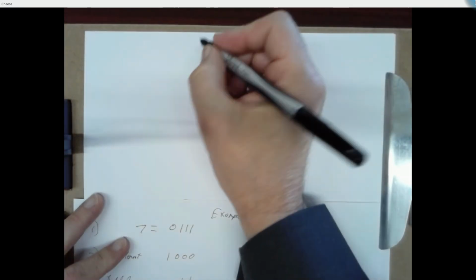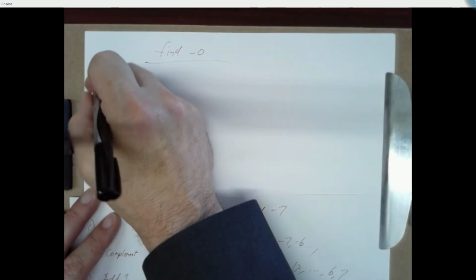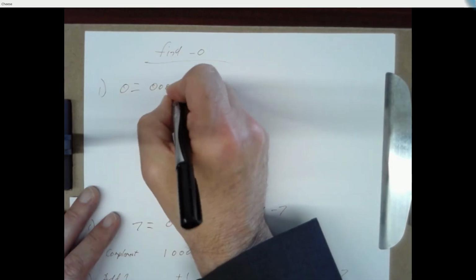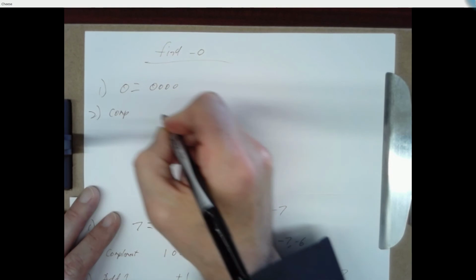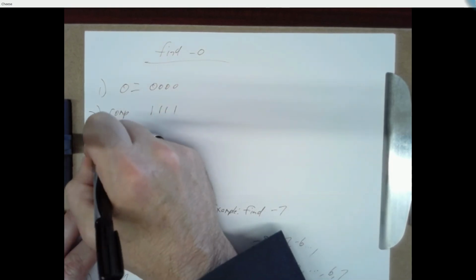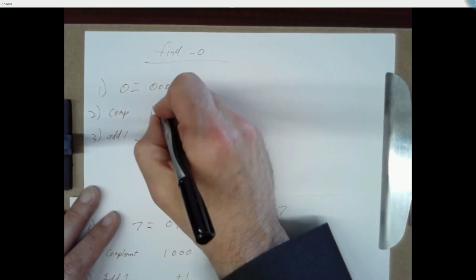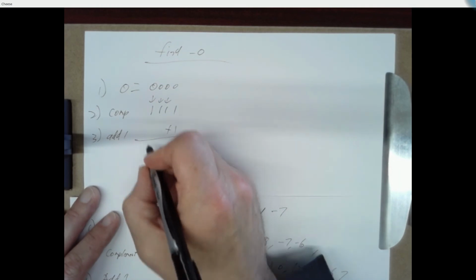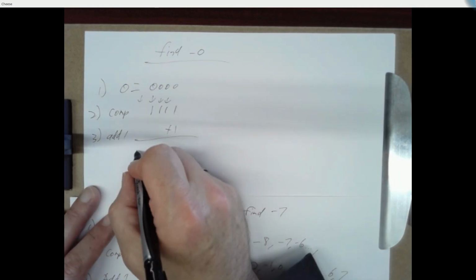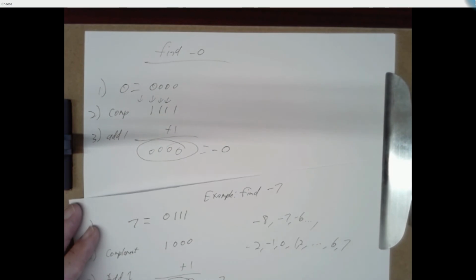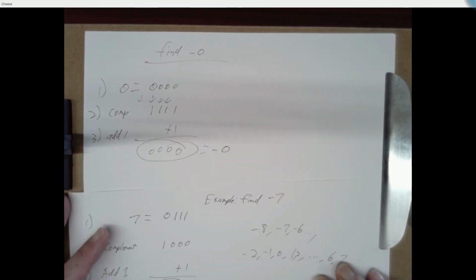All right, so let's find -0. What's the number 0 in binary? 4 zeros. Complement it. That's 4 ones. Add a 1. There's a 0 with a carry of 1, again and again for each bit. We have an extra 1 on the end, but we only have a 4-bit result, so we don't do anything with an extra 1. So this is -0, which gloriously is exactly the same as +0. So that's a good thing.